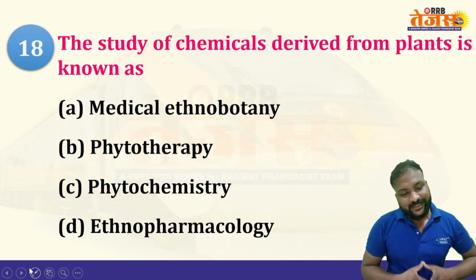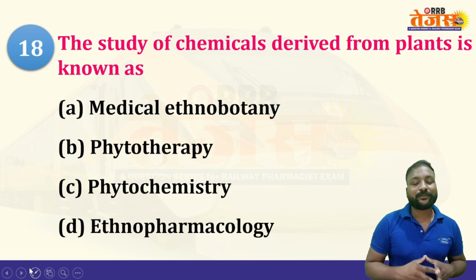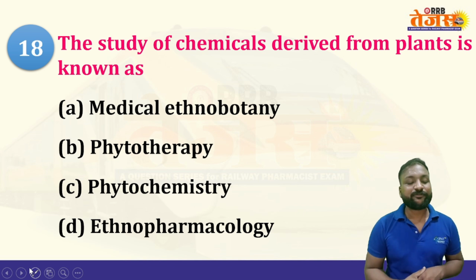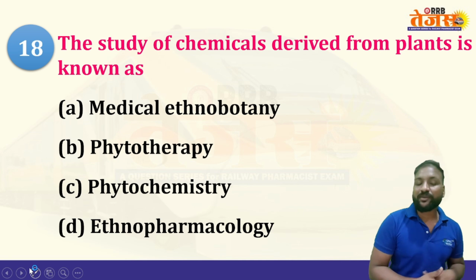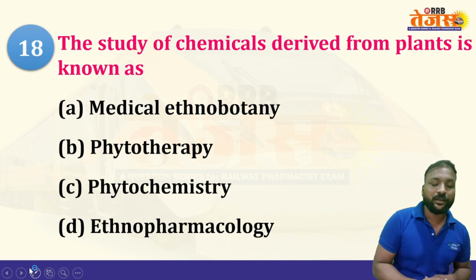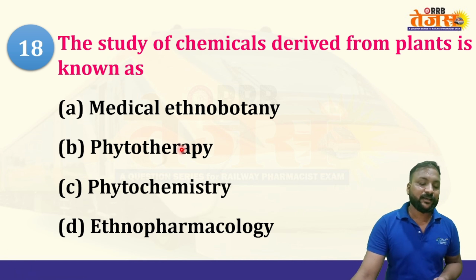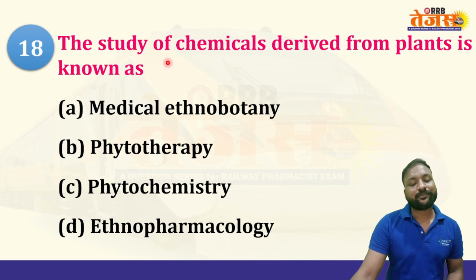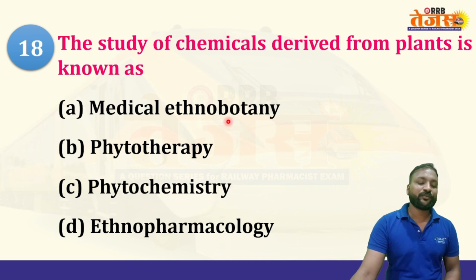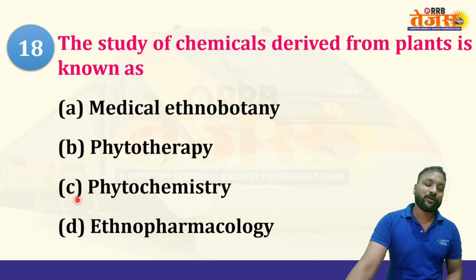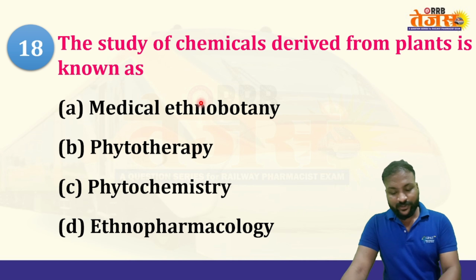The 18th question for this series: the study of chemicals derived from the plant is known as, option A, medical ethnobotany, option B, phytotherapy, option C, phytochemistry, option D, ethnopharmacology. You need to look for things like the elimination method, because they are asking about the study of chemicals but not the treatment. Therapy refers to treatment, so we should eliminate this one. Then we need to look for which one is the right answer, whether it is option A, C or D. Now we'll see the right answer here.